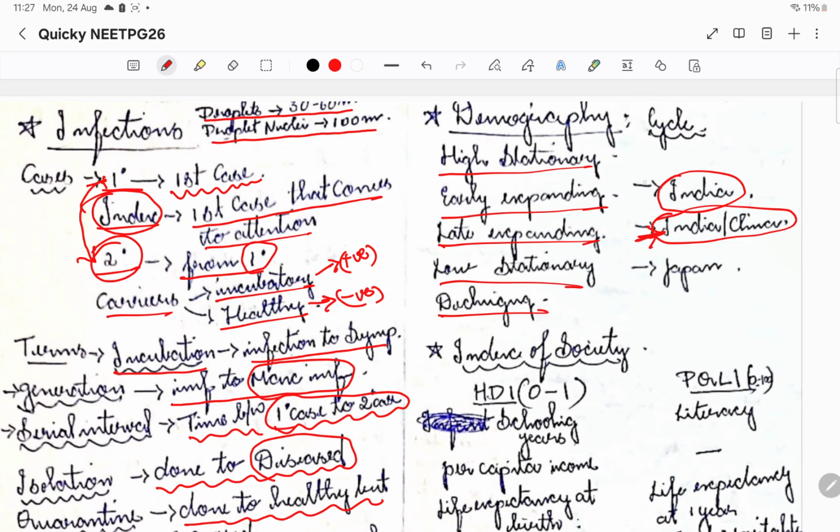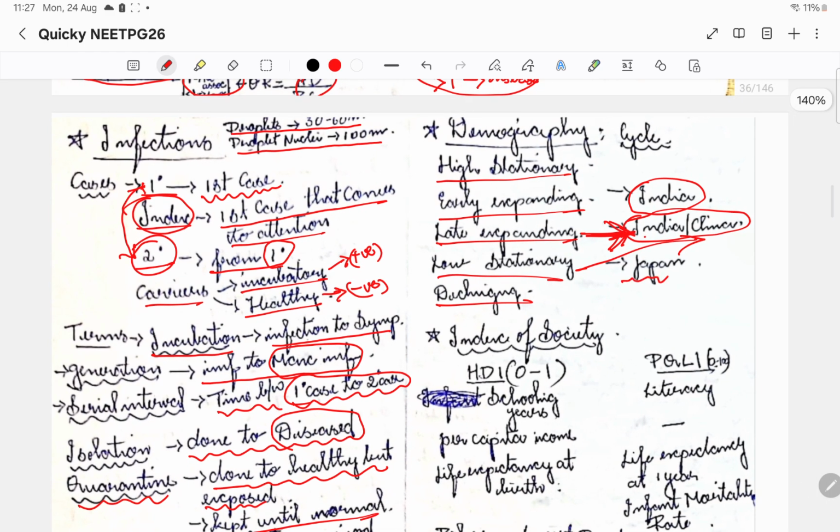It is actually both early expanding and late expanding stage that India is in, but when they ask in a question, please mark it late expanding stage, because India and China both are in late expanding. Not all books tell it this way, because China has already started reaching low stationary, which is why India has come up to late expanding. Then low stationary is Japan. Japan is the best example.